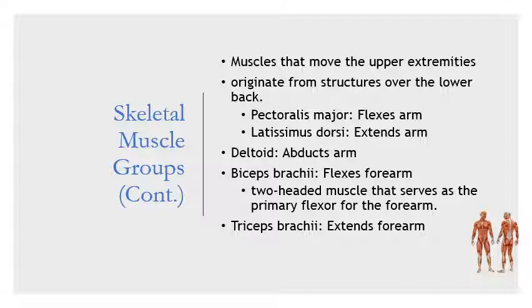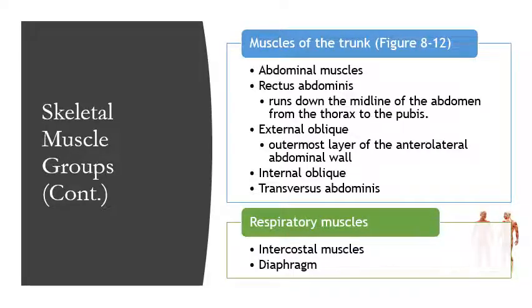Then there's the deltoid, and the deltoid abducts the arm. And the deltoid is the muscle that you'll be giving IM injections in the arm, into that muscle. The biceps brachii flexes the forearm. It's a two-headed muscle that serves as the primary flexor of the upper arm. The triceps brachii extends the forearm.